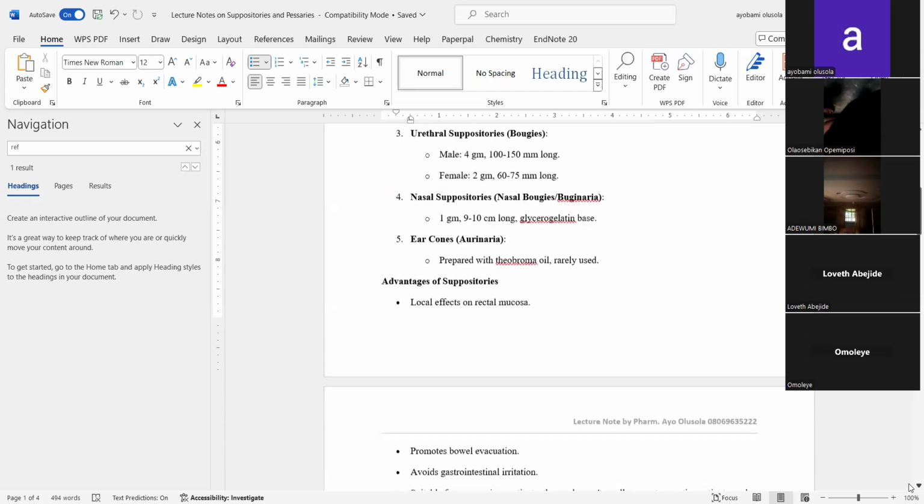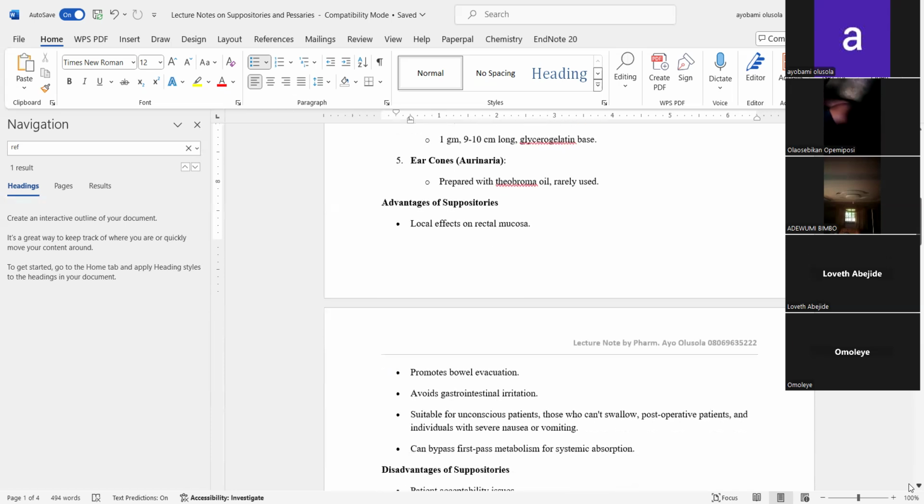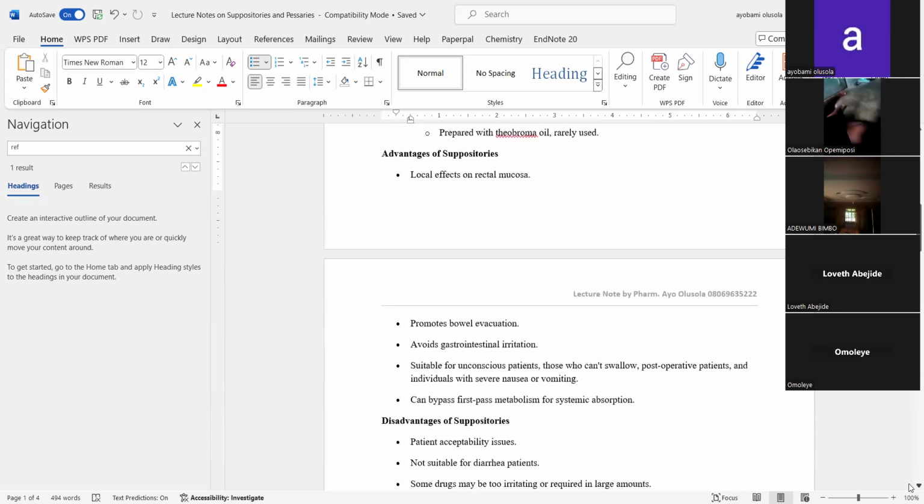Suppositories can exert local effect. Take, for instance, in the case of your hemorrhoids, where the veins are swollen, the blood vessels in the anal canal are swollen, and you apply Anusol, you use Anusol suppository. It can exert local effect on the rectal mucosa. Then suppositories are also used to promote bowel evacuation.